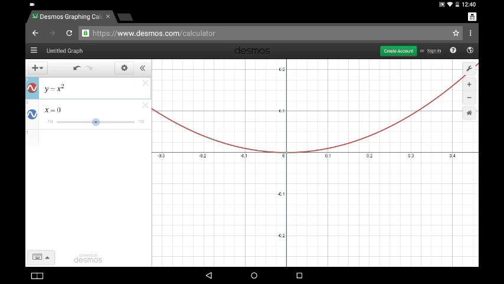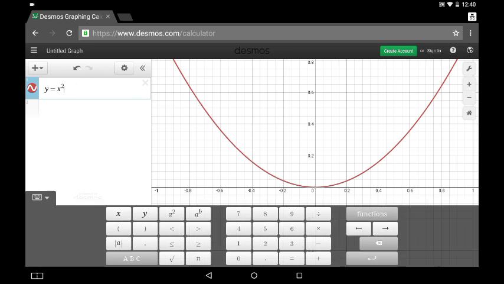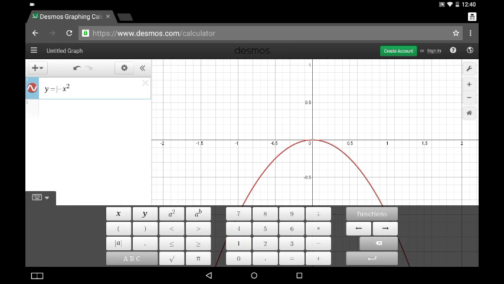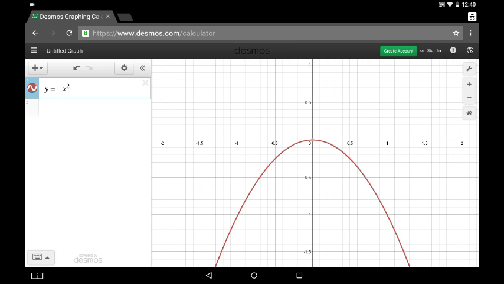Okay, so now let's change this a little bit. Instead of y equals x squared, what happens if we have y equals negative x squared? Did you see what happened there? It flipped all the way over. So instead of opening up, now it opens down. It's still a parabolic shape, it's still a parabola. Now it opens down. The axis of symmetry hasn't changed.